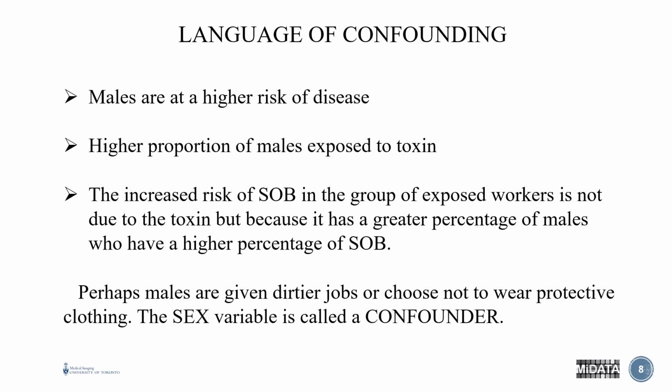Let's make sense of our results. So males are at a higher risk of disease, and there is a higher proportion of males exposed to the toxin. So the increased risk of SOB in the group of exposed workers is not due to the toxin, but because it has a greater percentage of males who have a higher percentage of SOB. So perhaps males are given dirtier jobs or choose not to wear protective clothing. So the sex variable is called a confounder.